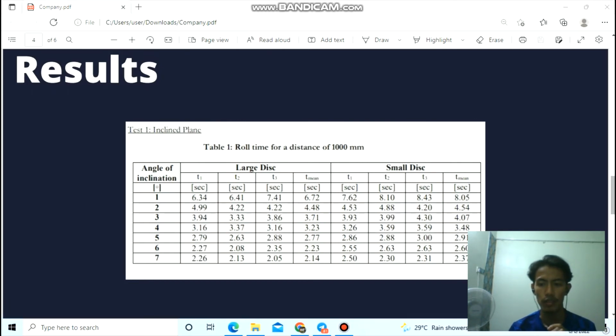So now I will continue the presentation with the results. For test 1, the inclined plane, this is the angle of inclination from 1 until 7. This is the result of the average roll time for the distance of 1000 mm, for the large disc and the small disc.